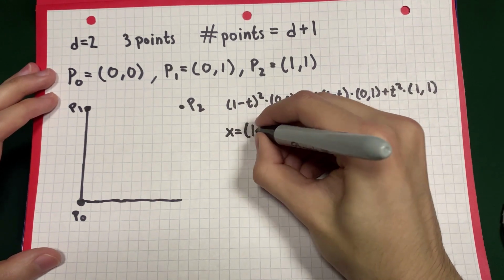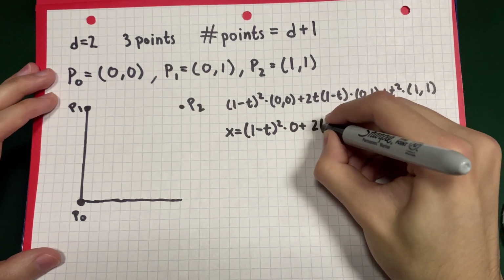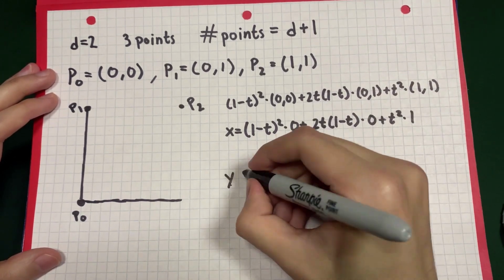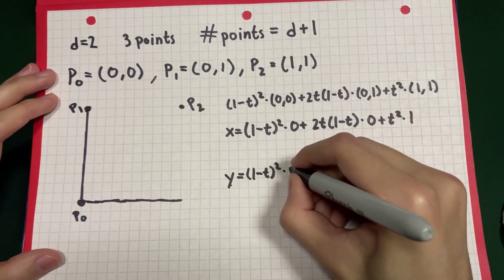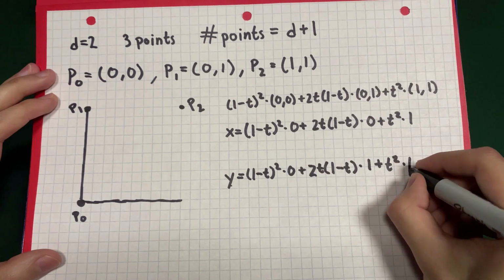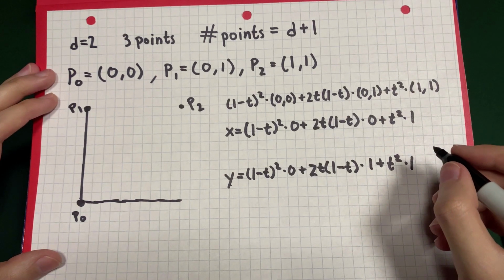x equals (1 minus t) squared times 0 plus 2t(1 minus t) times 0 plus t squared times 1. y equals (1 minus t) squared times 0 plus 2t(1 minus t) times 1 plus t squared times 1. Let's simplify these two equations.